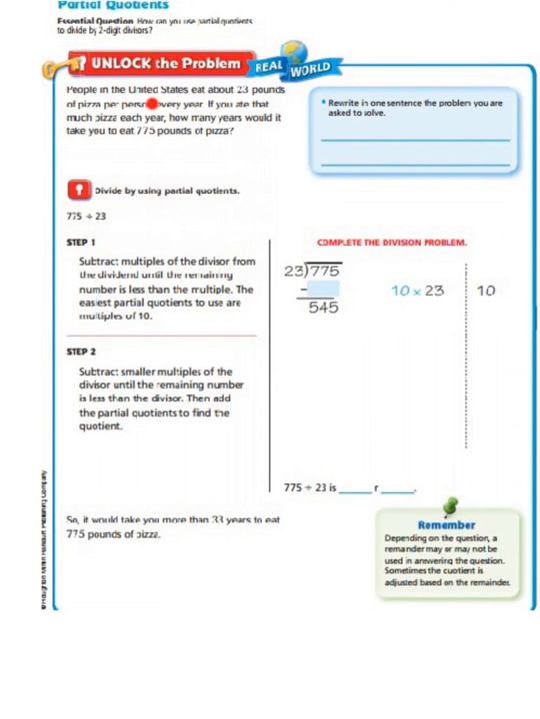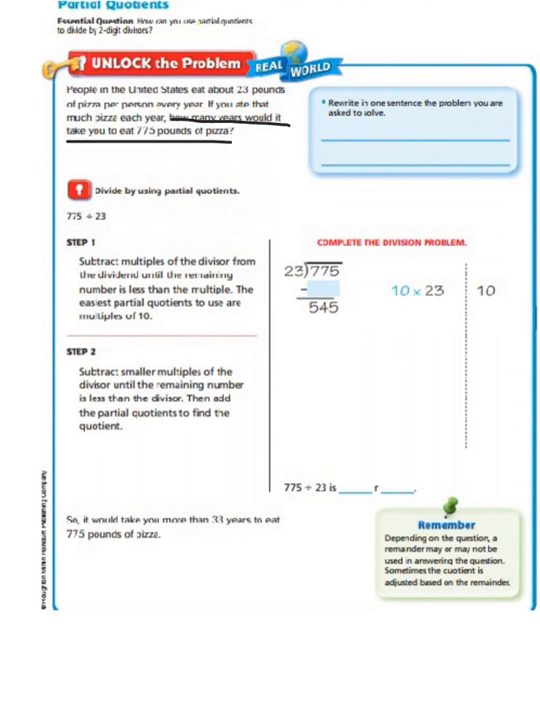People in the United States eat about 23 pounds of pizza per person every year. If you ate that much pizza each year, how many years would it take you to eat 775 pounds of pizza? Well, let's see what we need to do. It says to rewrite in one sentence the problem you are asked to solve. Well, the problem we're asked to solve, our question is, how many years would it take you to eat 775 pounds of pizza? So let's go ahead and underline our question.